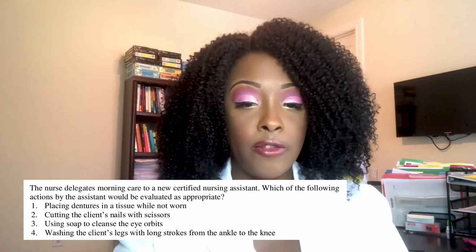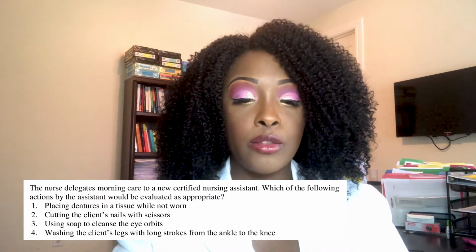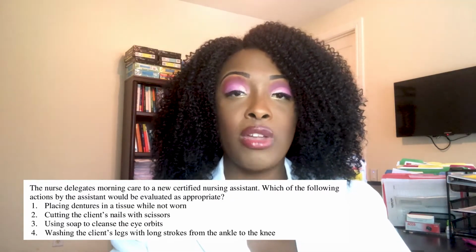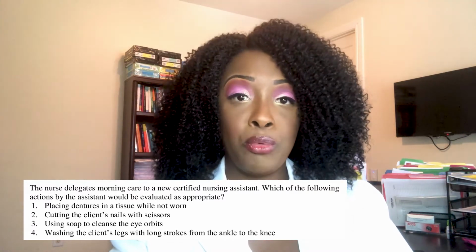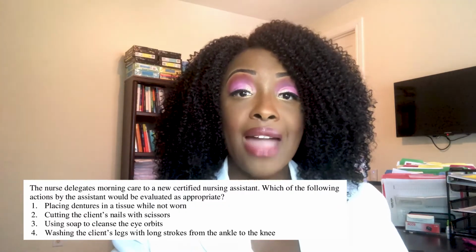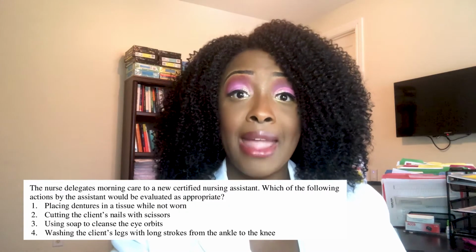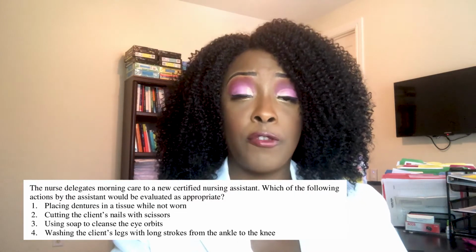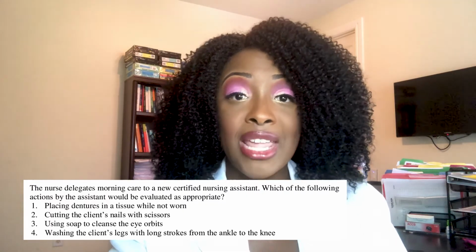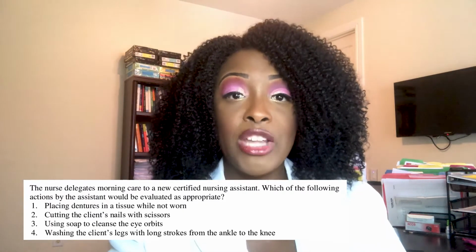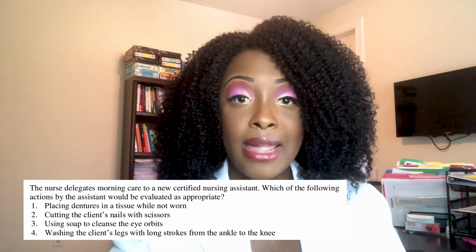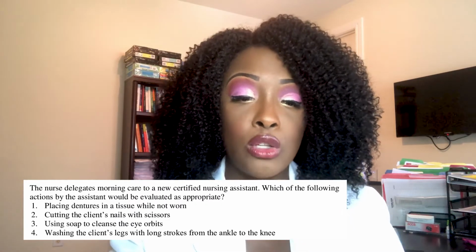So the correct answer is 4. Washing the client's legs with long strokes from the ankle to the knee. When she's stroking from the ankle to the knee, that pressure is pushing the blood that's in the veins to go back up towards the heart. Okay, so it keeps that blood from pooling. It keeps the legs from becoming swollen and edematous because of the fluid not moving, right? So it kind of acts like TED hose. You know how when patients put on TED hose, that squeezing pressure is what pushes the blood back up to the heart? Same thing. Now let's look at the other choices because I want you to know why they're wrong.